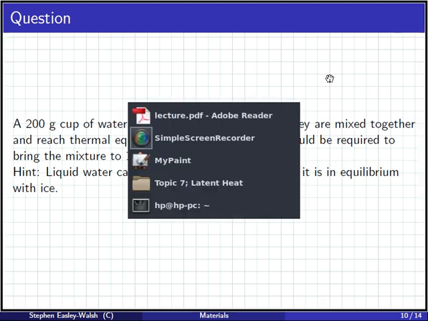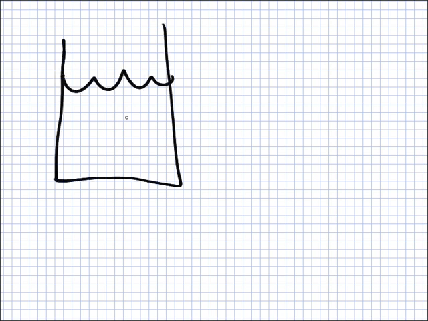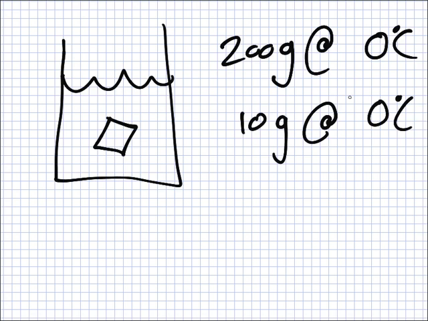So we know at the beginning, this is our picture, we have water and ice. 200 grams of water and 10 grams of ice. And what's the temperature of each? 0 Celsius and 0 Celsius.